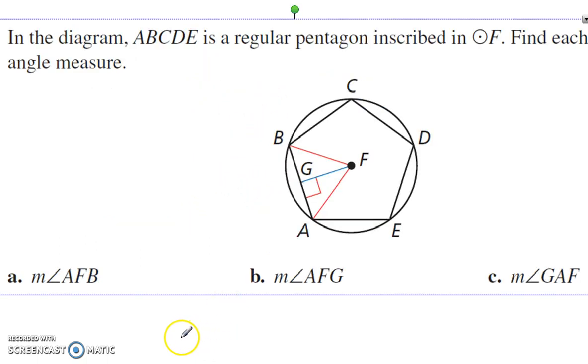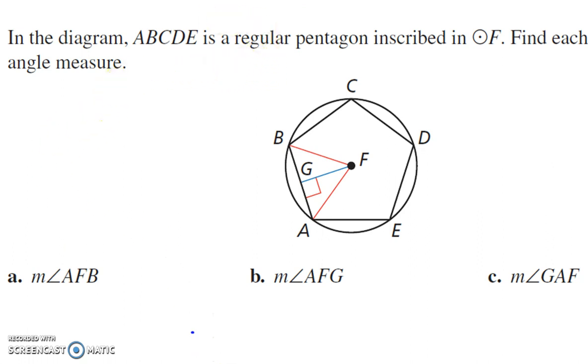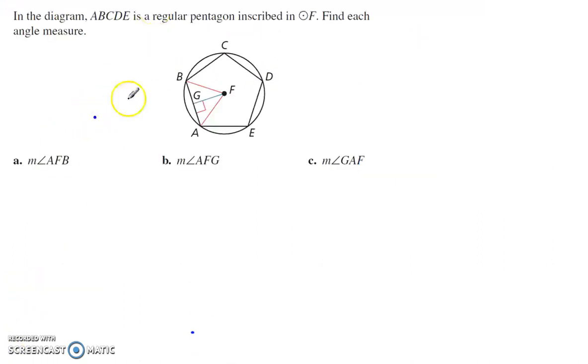All right. Now we want to find, let's shrink that, in this regular pentagon, very important that this is a regular pentagon, okay, inscribed in the circle, we want to find these measures. Measure of angle AFB. So that's the central angle, which means we take 360 and divide it by how many sides this has. It's a pentagon, so it has 5 sides. So that is 72 degrees.